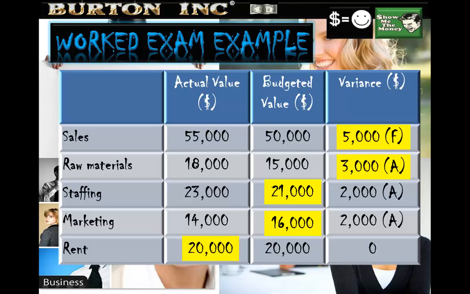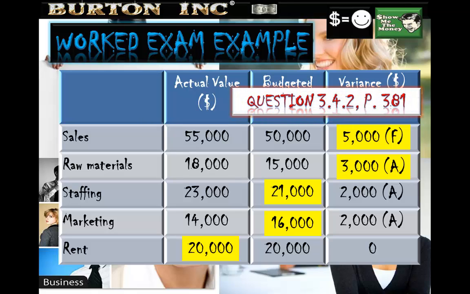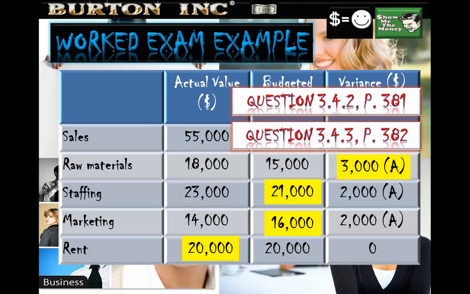And that's it. That's all there is to variance analysis. You don't need to know any limitations or benefits of variance analysis. Just a way to keep track of our budgeted figures compared to our actual figures. Nothing to it at all. Three questions to finish off. Nothing too testing.